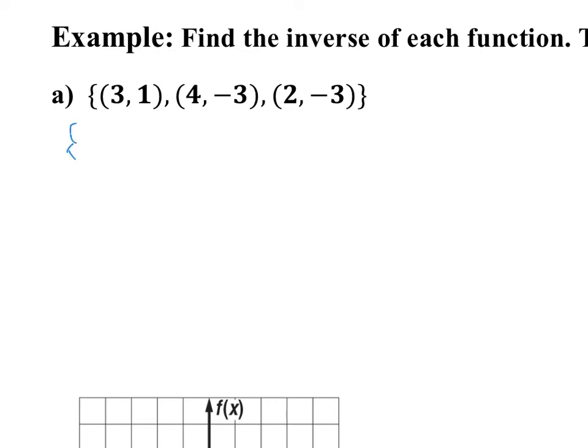Let me start with the braces. If I invert the first coordinate, that'll become 1 comma 3. You're just making the x and the y trade places. So 4 negative 3 would become negative 3 comma 4. And 2 negative 3 would become negative 3 comma 2.